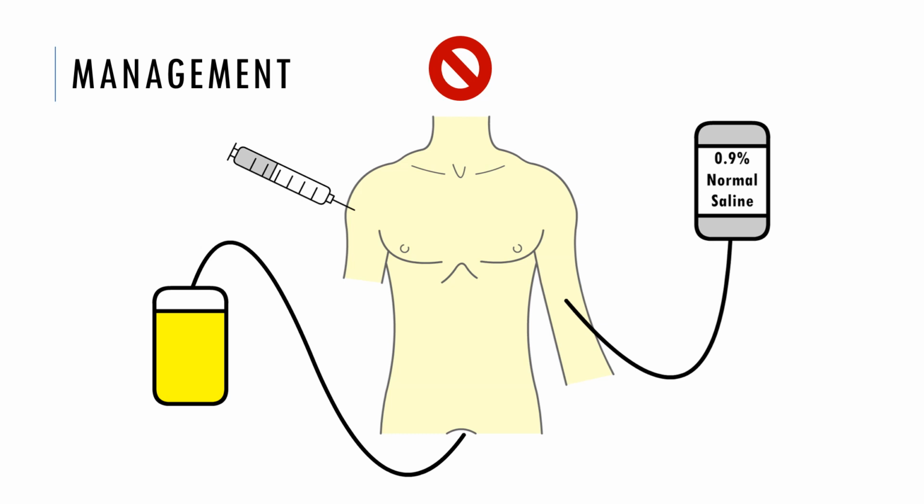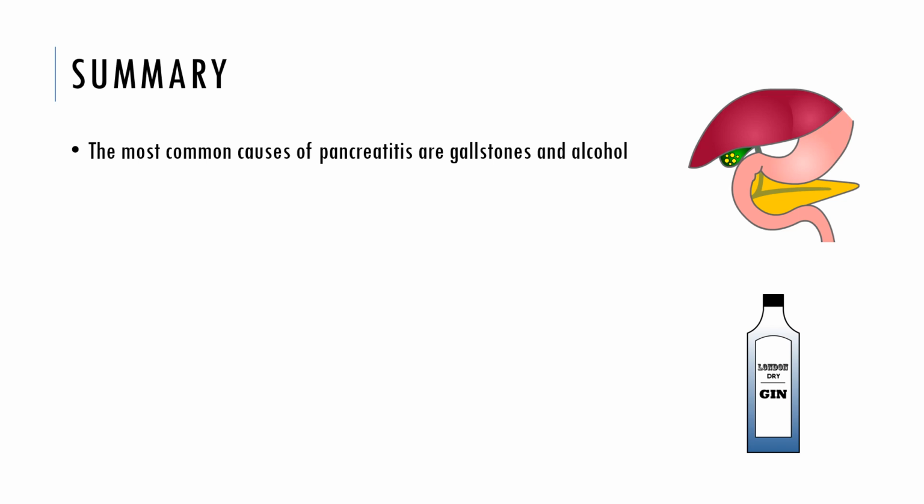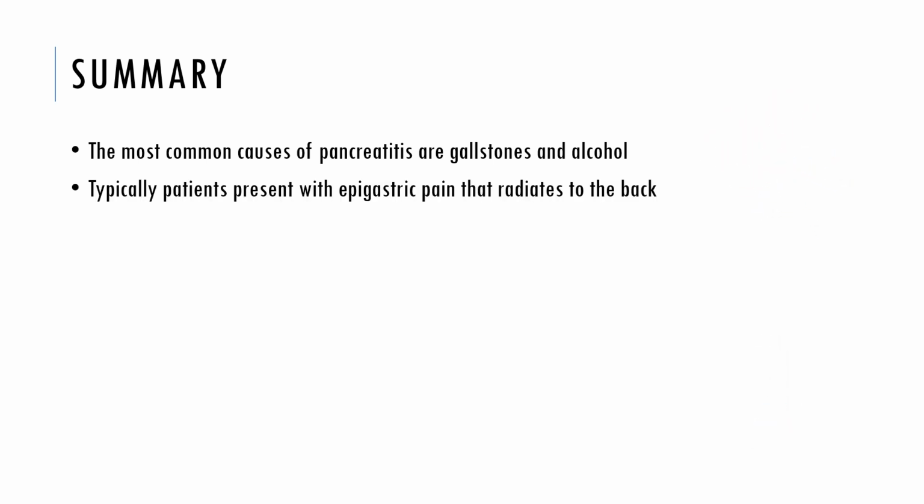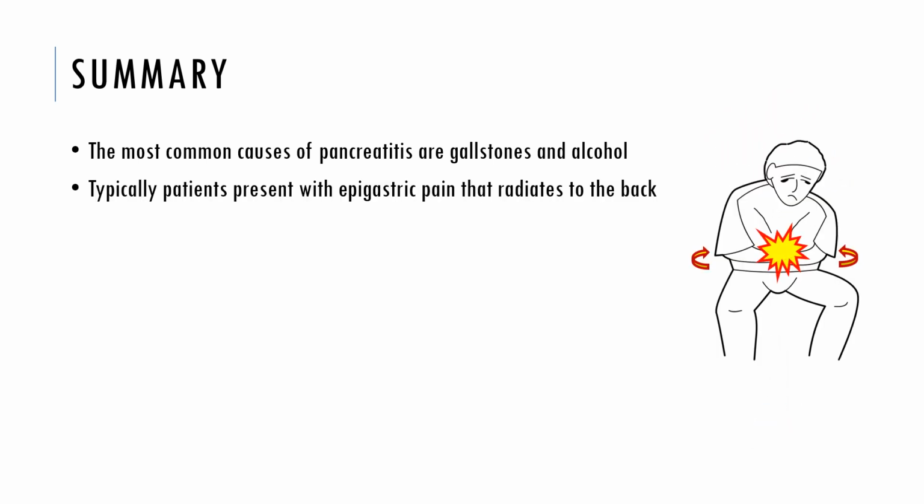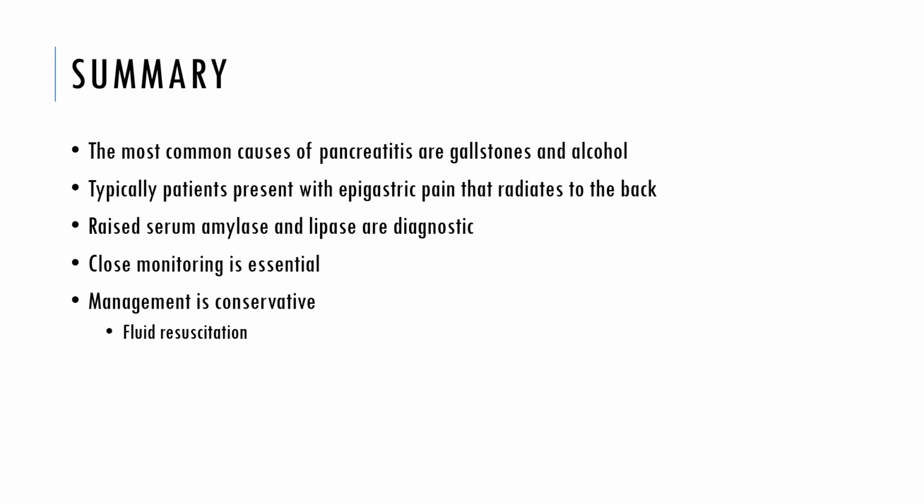In summary, the most common causes of acute pancreatitis are gallstones and alcohol. Typically, patients present with epigastric pain that radiates to the back. Raised serum amylase and lipase are diagnostic. Close monitoring is essential, and management is conservative and consists of fluid resuscitation, analgesia, and nil by mouth.